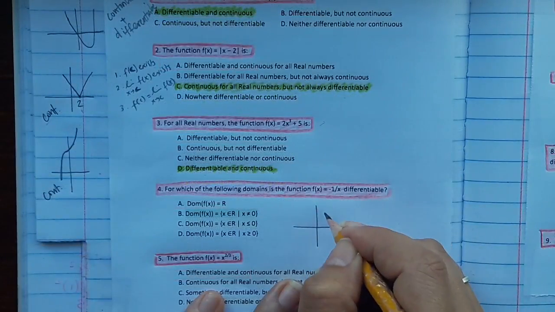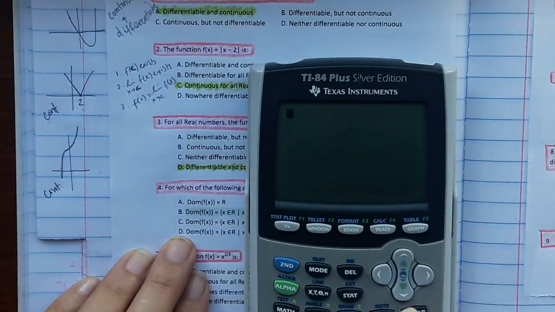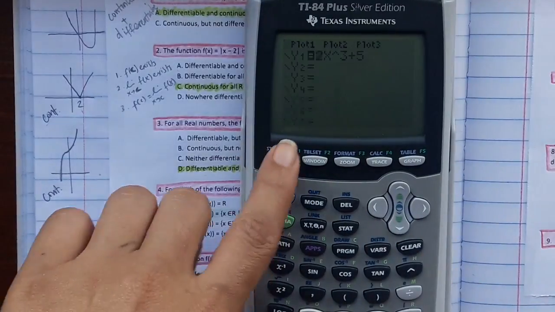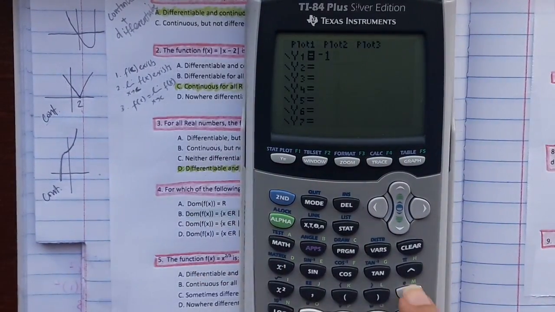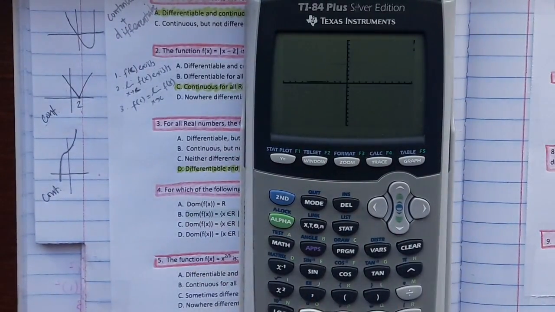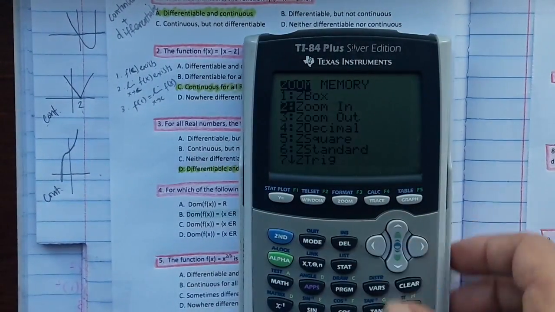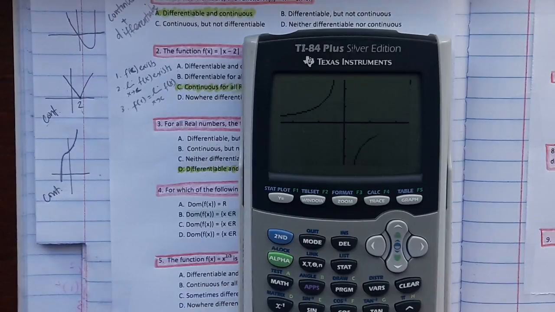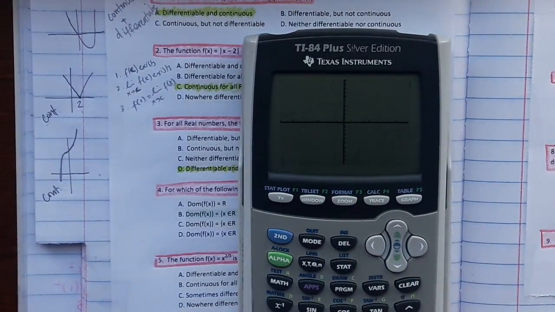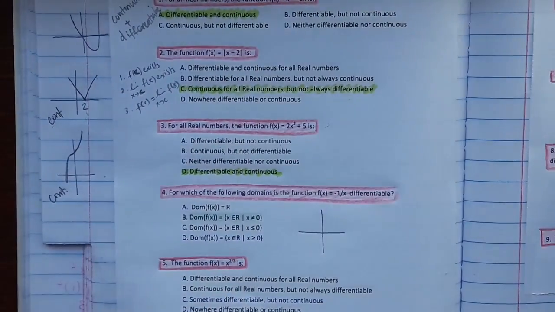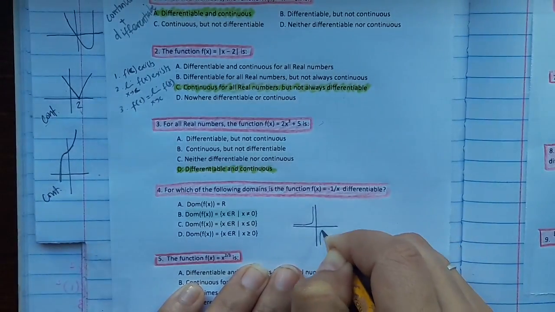Alright, so number 4. Let's go ahead and plug in the calculator so you can know what it looks like, even though we can do it by hand. Negative 1 over x. Graph it. So this is what it looks like. And we can zoom in. If you hit zoom and then go to zoom in, press enter, it zooms in. Then you hit zoom, zoom out, press enter, it zooms back out. Alright, so it looks like this.